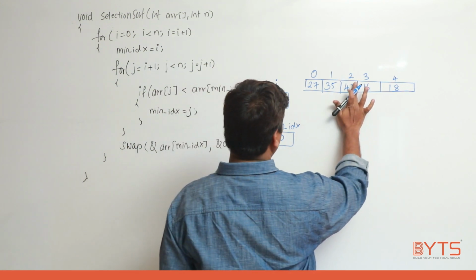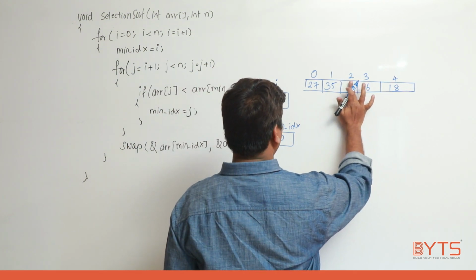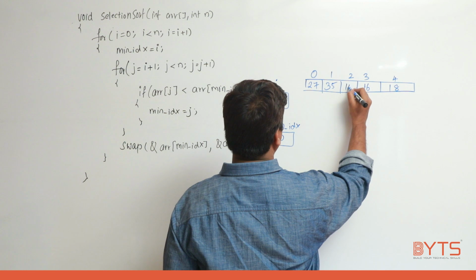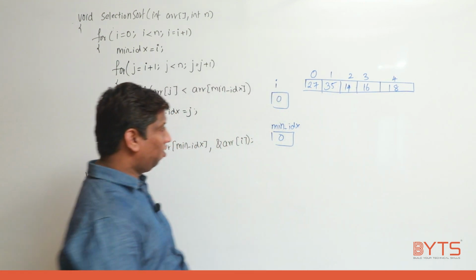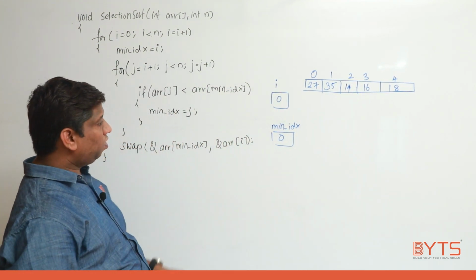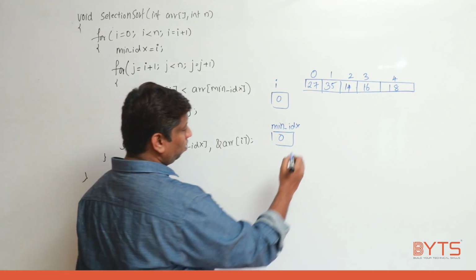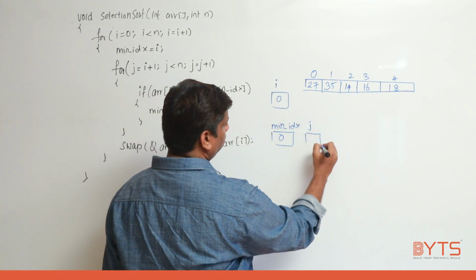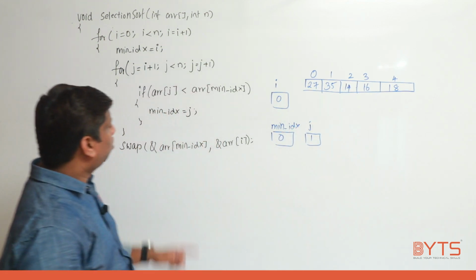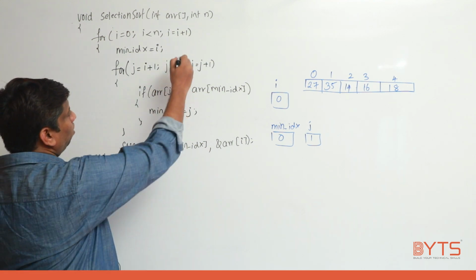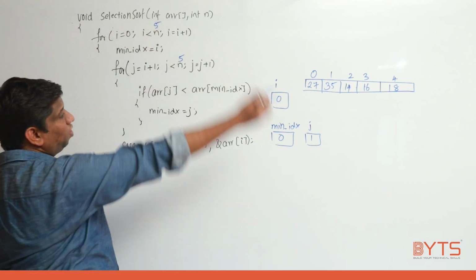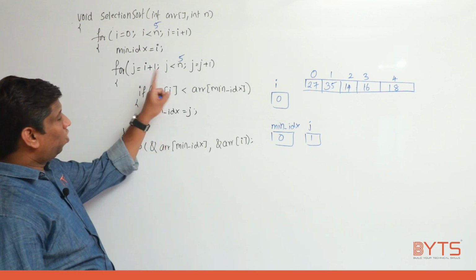Let me take this a little bit more interestingly, 14, so that you'll get more clarity, right? Okay, fine. Now we'll see. Now what is the value of j? i plus 1. j value is 1. 1 less than n value 5, because the number of elements is 5. 1 less than 5, true.